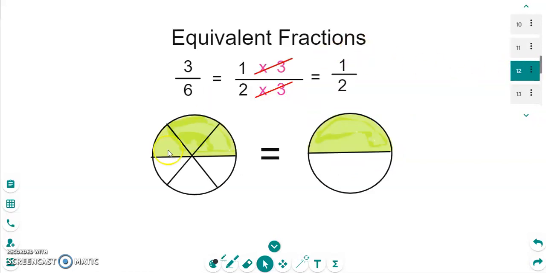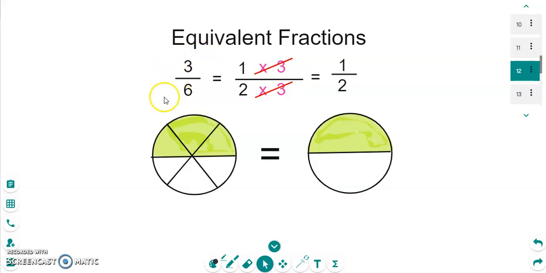Equivalent fractions. Let's say I have another cake and I slice this cake into 6 equal slices and I give you 3 of these slices. Looking at the picture, you can see that you still get a half of the cake. As a fraction, this is 3 over 6. I slice the cake into 6 equal slices and I give you 3 of these slices.